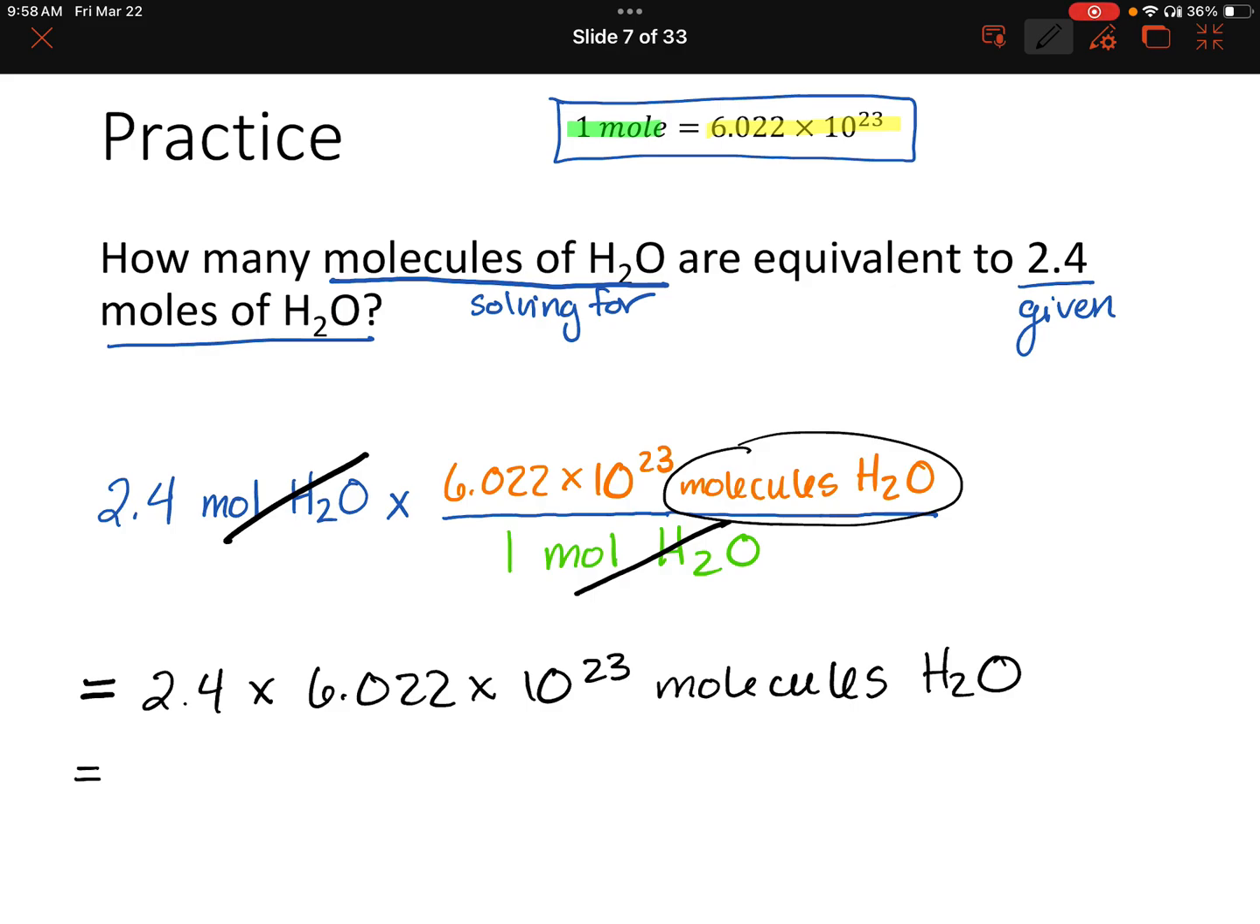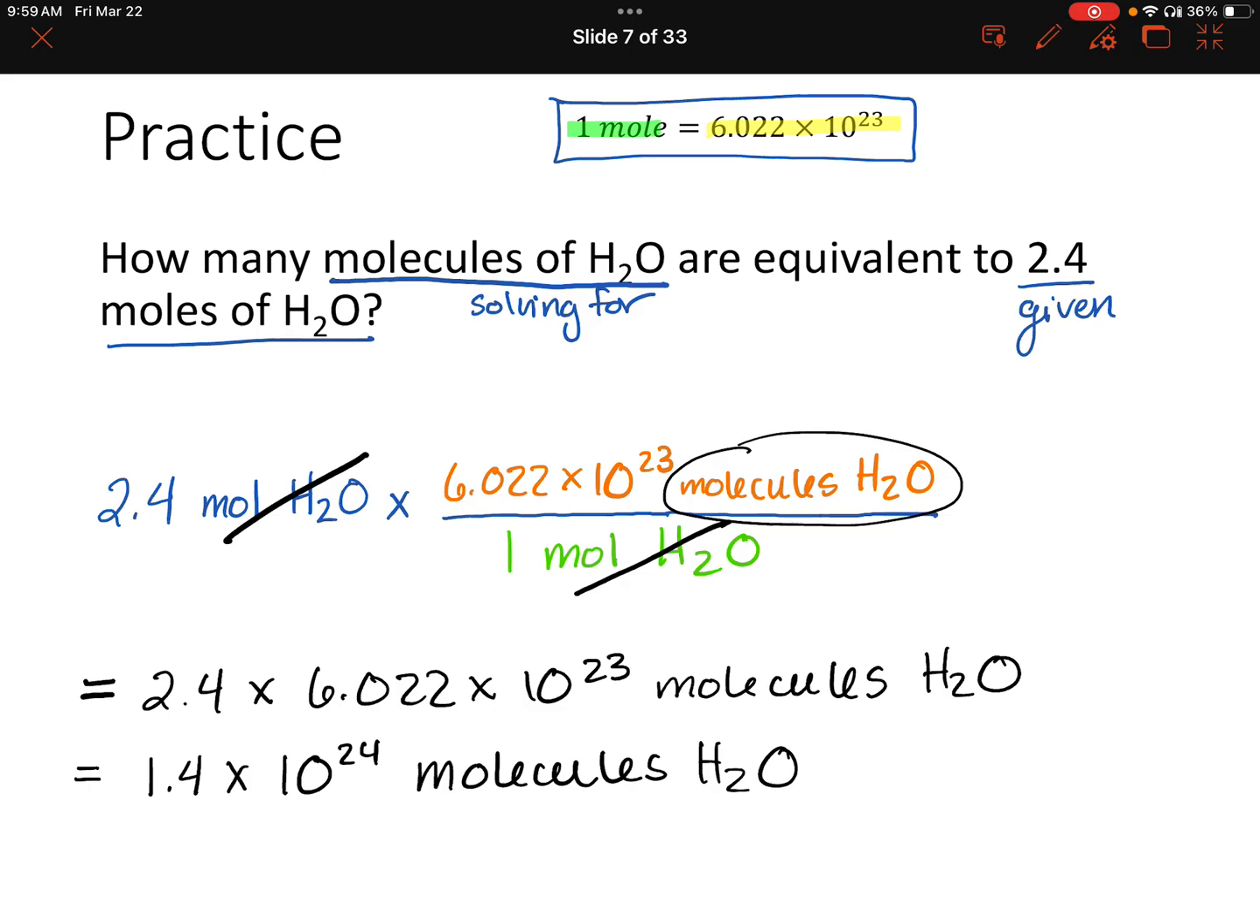Okay, so let's figure this out. I'm just going to multiply Avogadro's number by 2.4. And we should get 1.4 times 10 to the 24th molecules of H2O. So that's how many molecules of H2O are in 2.4 moles of H2O.